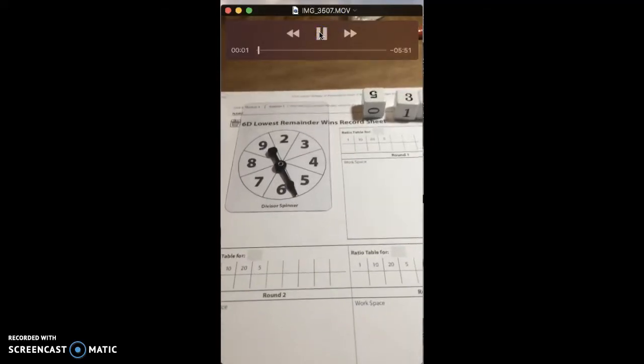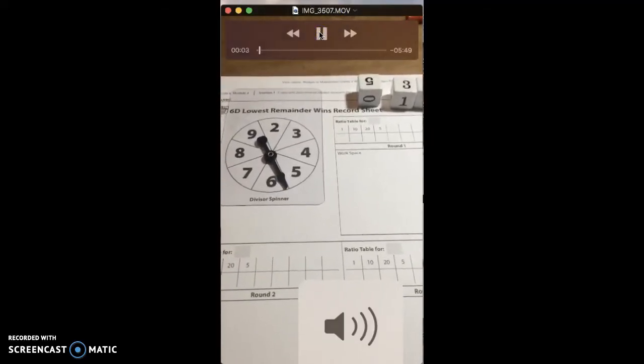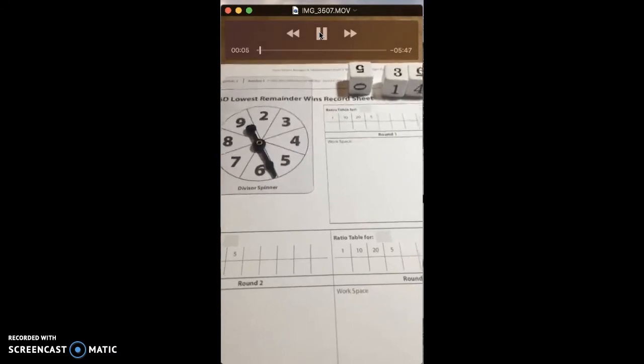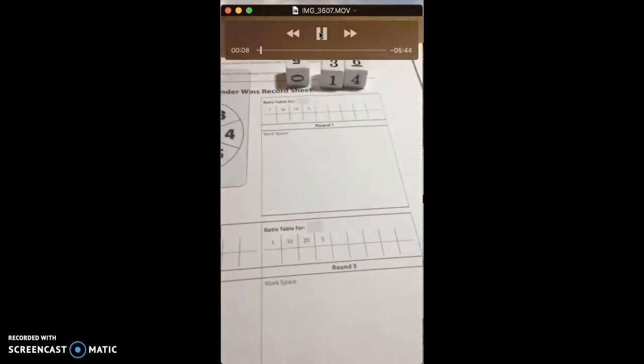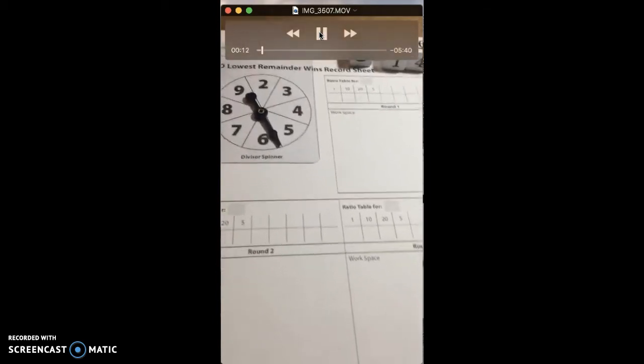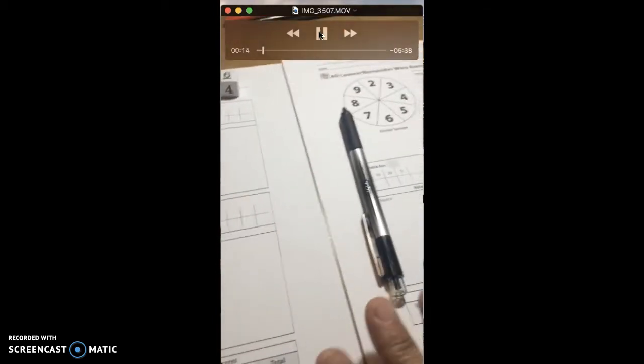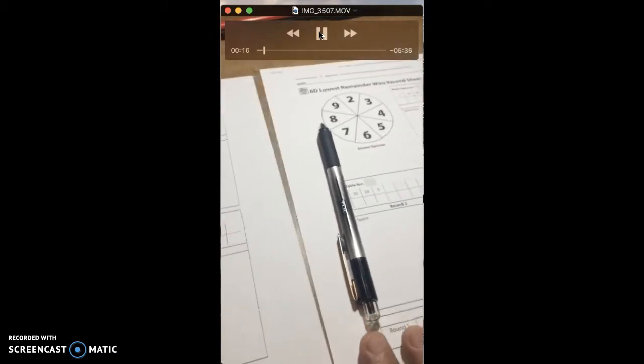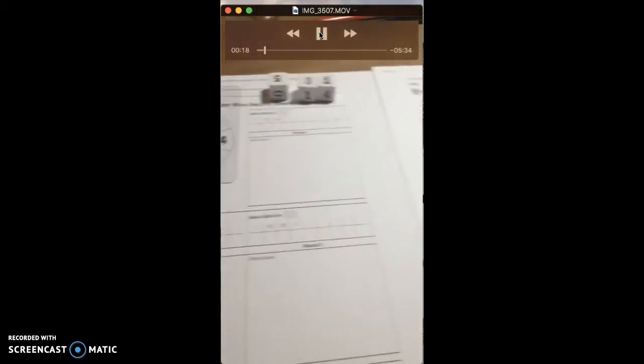Alrighty, boys and girls, today I will be teaching you the last game of the unit. The name of this game is Lowest Remainder Wins. This game will help us improve our skills with long division. You are going to need a partner, and your partner will also need a record sheet.